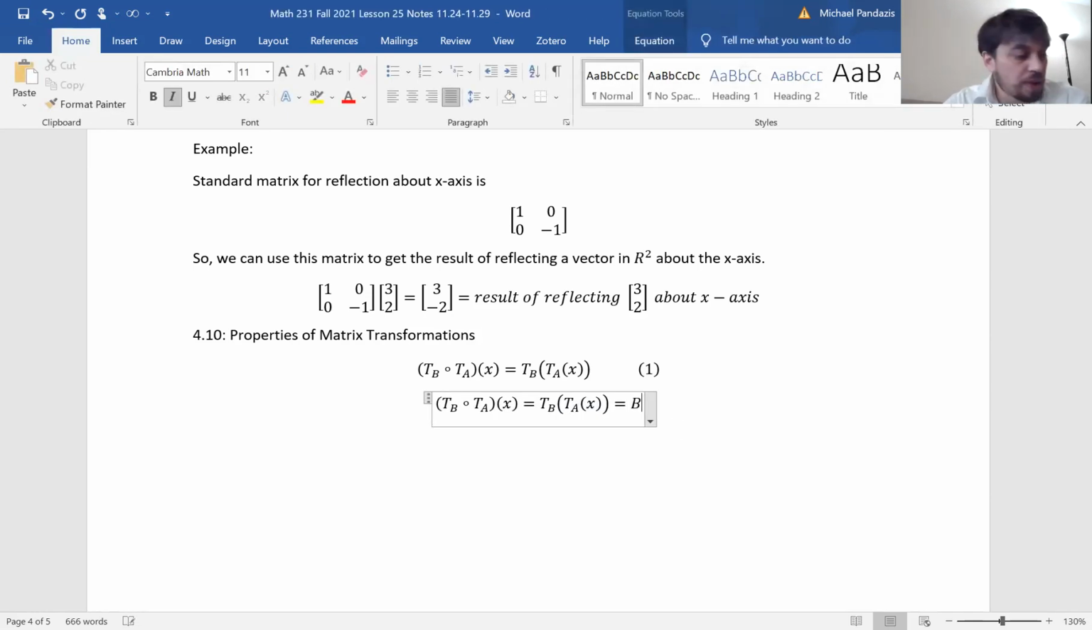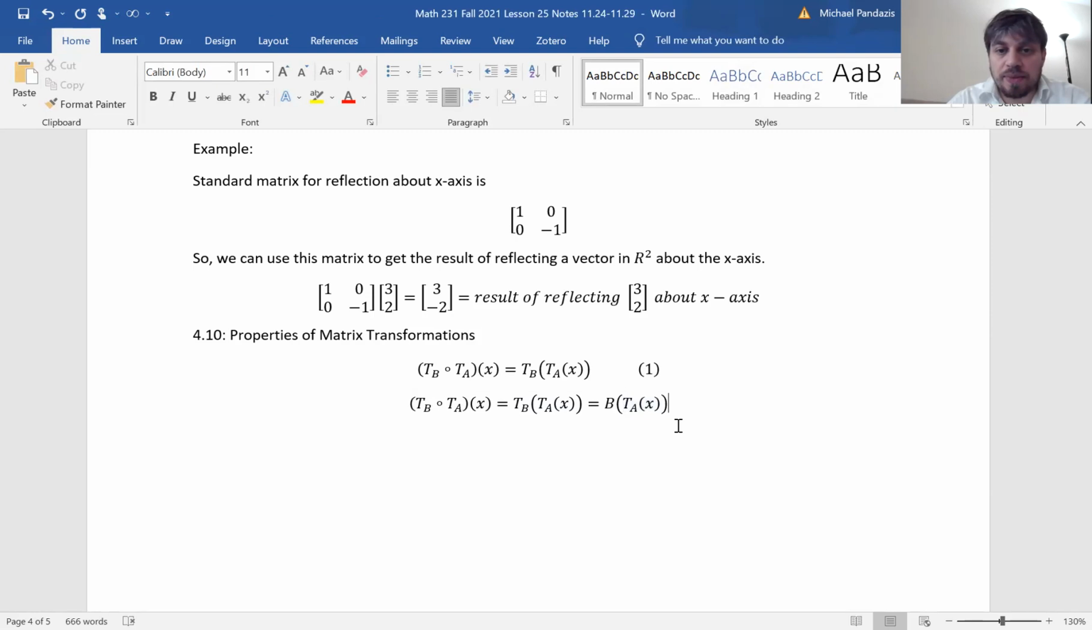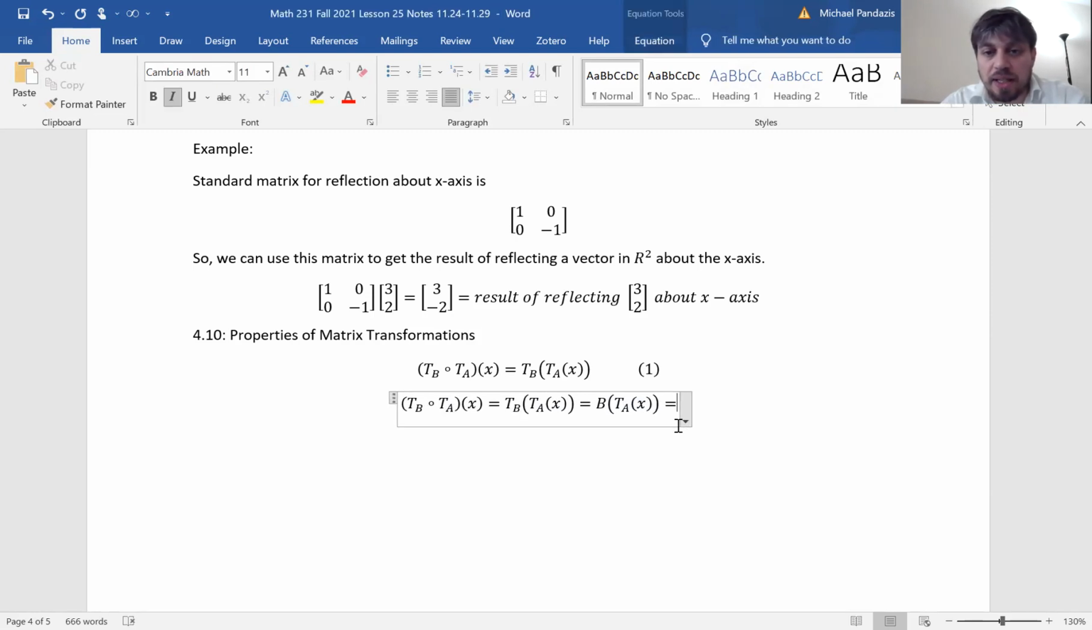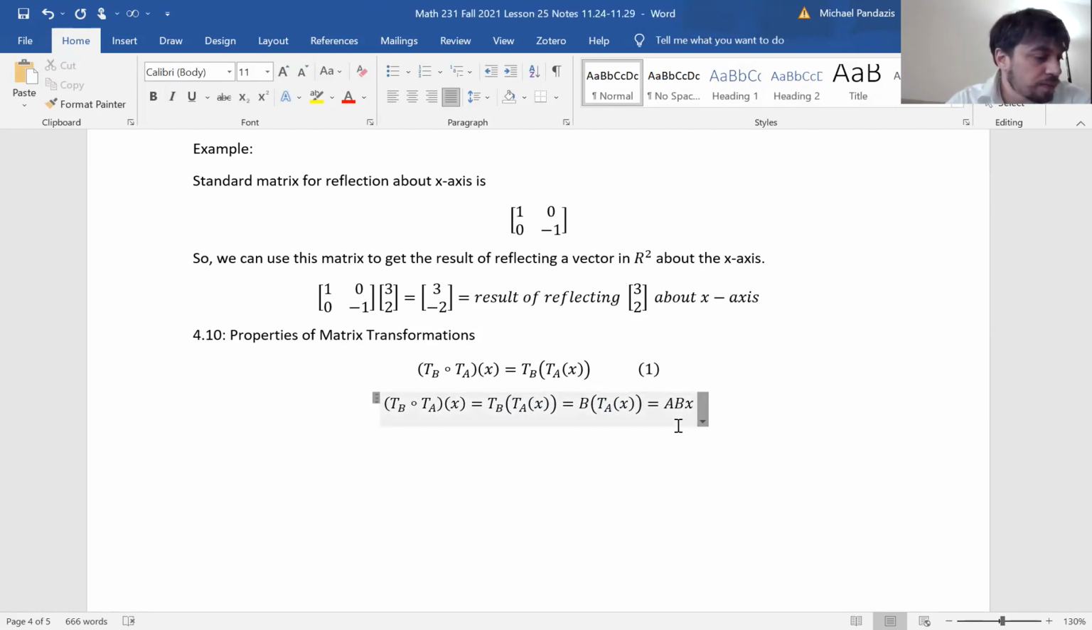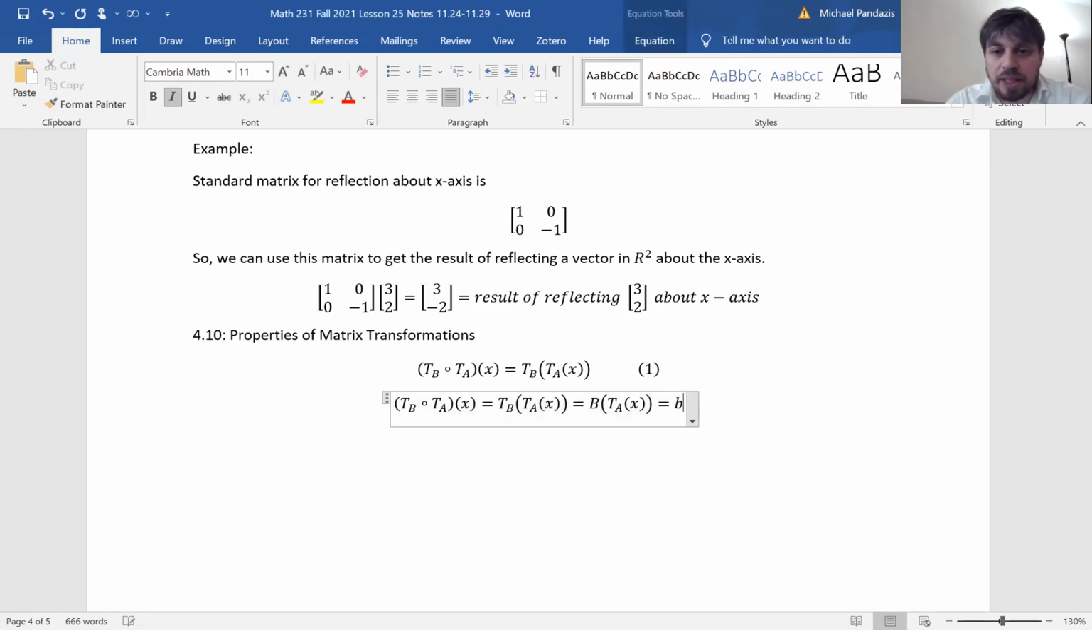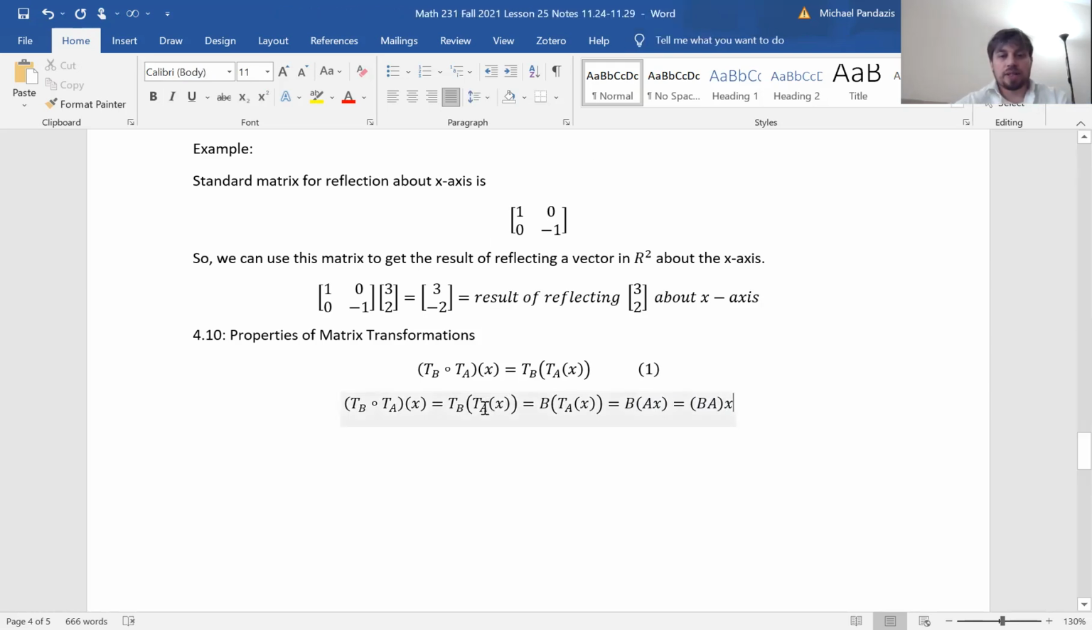T sub B is left multiplication by the matrix B, so this is B times T sub A of X. And T sub A of X is left multiplication by A. So it's B times AX, which is equal to BA X. T sub A of X is AX, and then B times AX is BA times X.